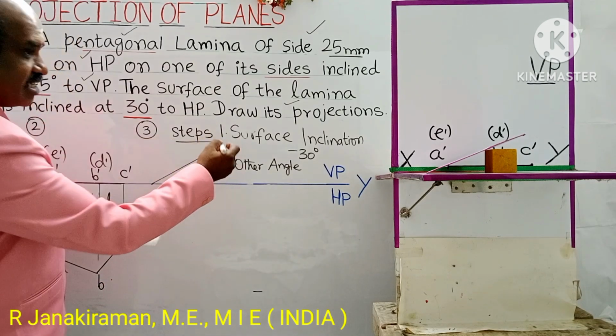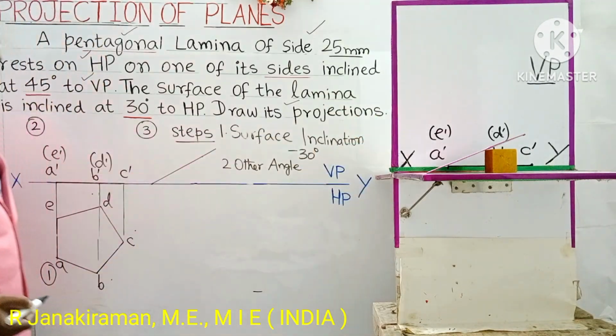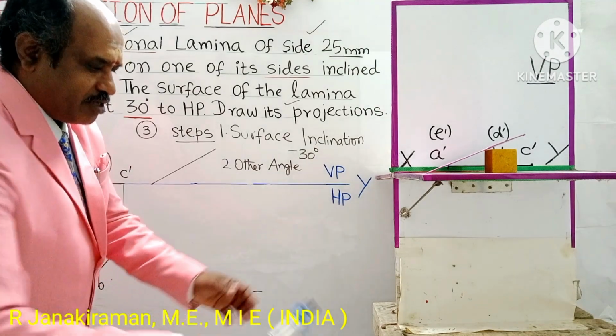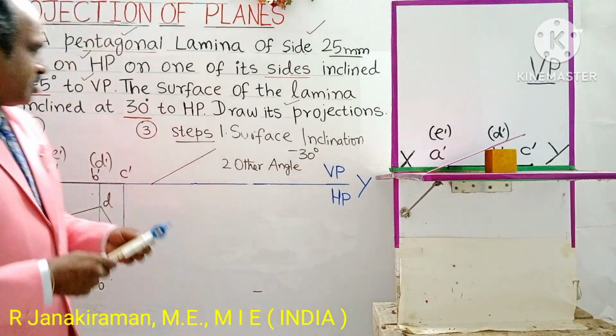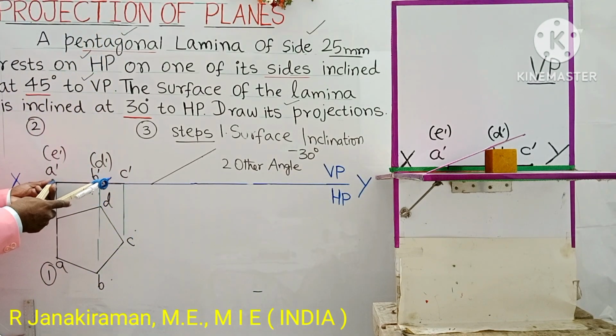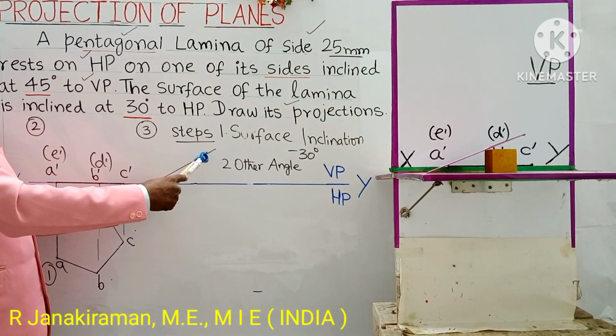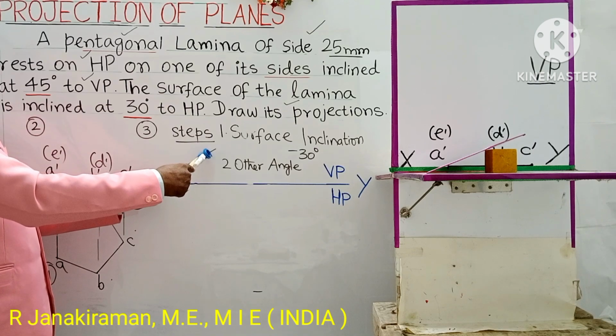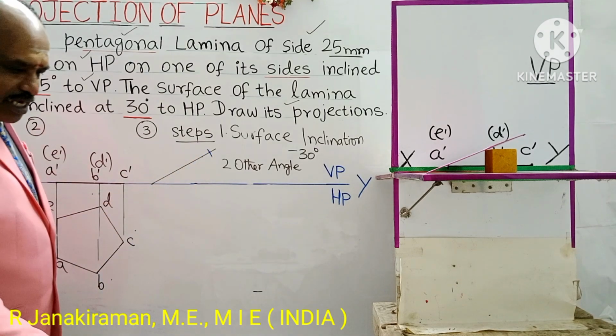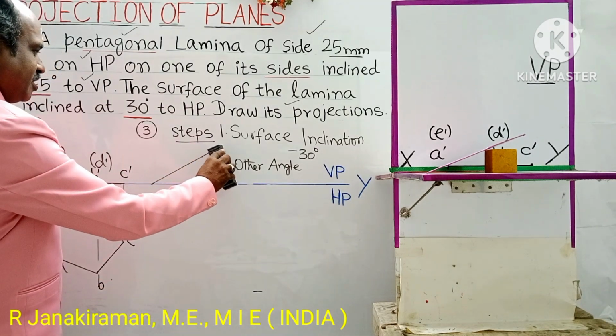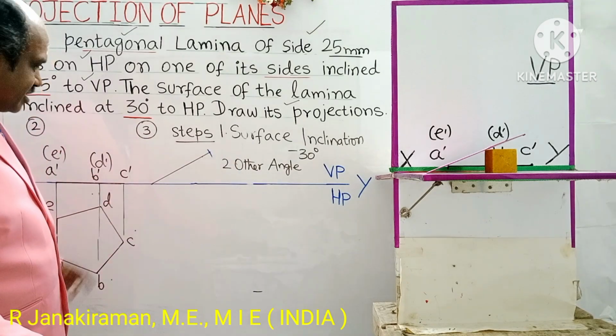The length of this inclined line we don't know yet. So take your compass and measure this distance, A dash C dash. The same distance will be tilted and forms the surface inclination front view. Put an arc like this. Extra length may be erased.